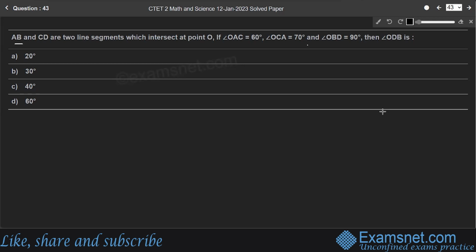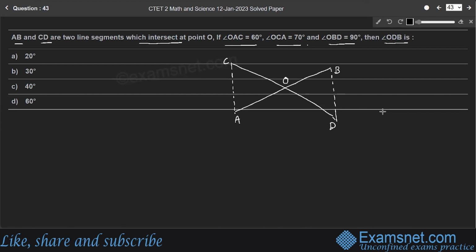Question 43. AB and CD are two line segments which intersect at point O. If angle OAC is 60 degree, OCA is 70 degree, OBD is 90 degree, then ODB is. So let us consider two line segments, AB and CD, which intersect at O, right? Here the OAC angle is given. So we have to join A and C, and B and D, right?